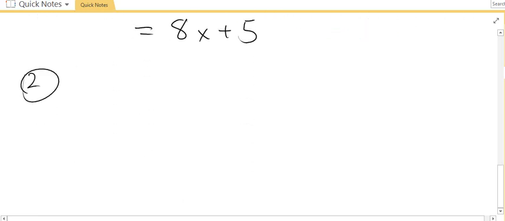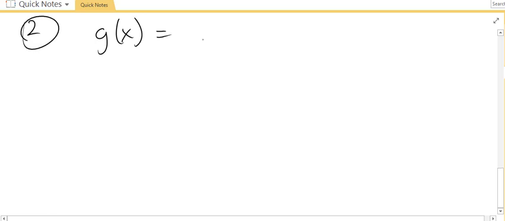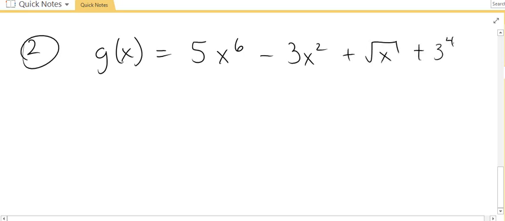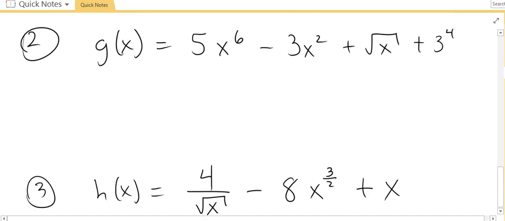Now, I'm going to write a couple down here as examples, and maybe you want to hit pause and try to do these on your own, and then check your work against mine. I'm going to say g of x is equal to 5x to the 6th minus 3x squared plus the square root of x plus 3 to the 4th. And we'll take h of x to equal the function 4 over the square root of x minus 8x to the 3/2 plus x. So maybe hit pause here and try to solve these on your own.